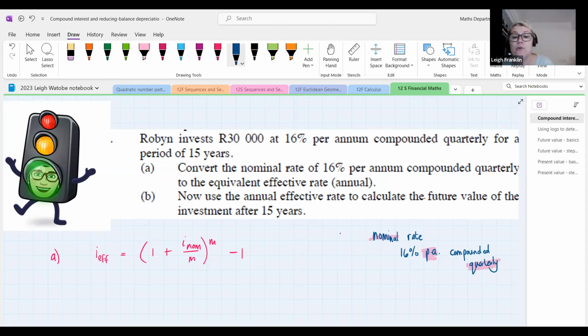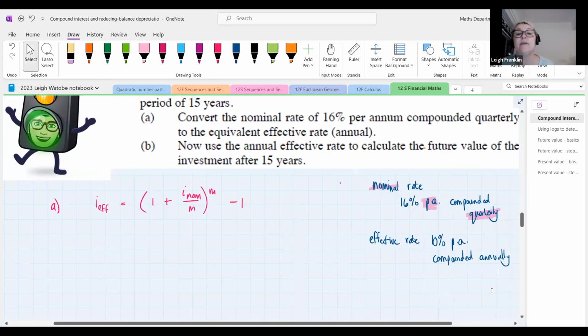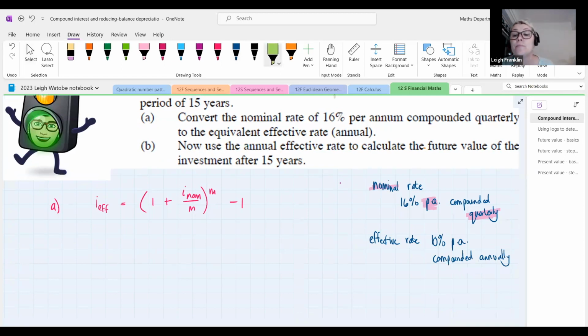An effective rate would be something like this. Let's pretend that you are getting 10% per annum, and now it is compounded annually. So the rate that is given per annum is the same as the compounding period. That is an effective rate.